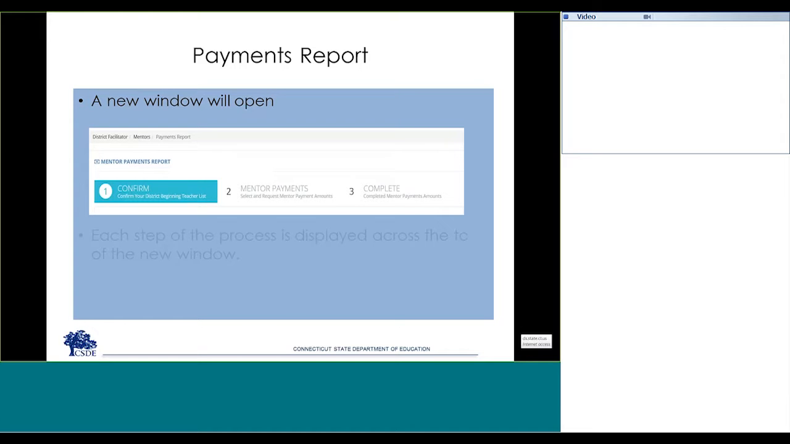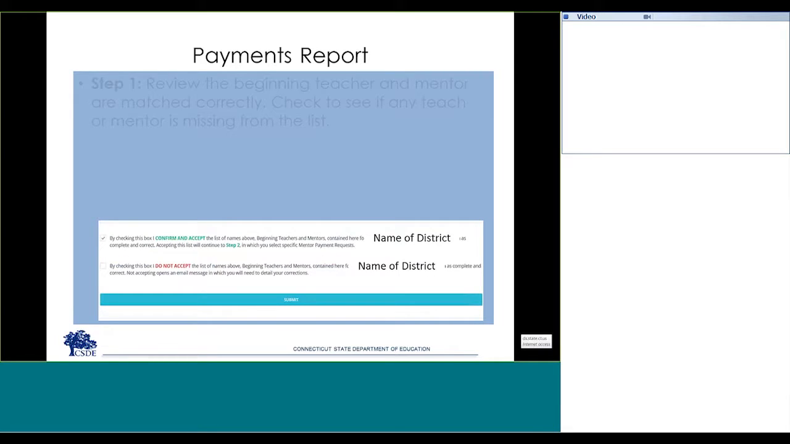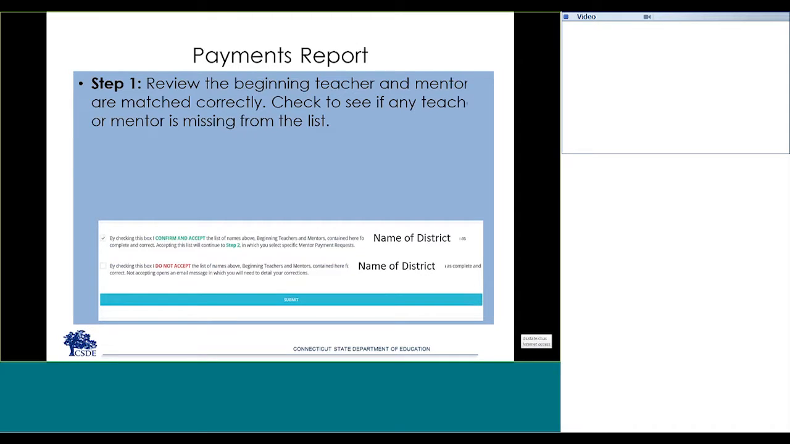There are 3 steps. The first is to confirm that the list of beginning teachers and mentors, the ones that you've been checking for the last 2 weeks, is complete. And after you've checked that list, at the bottom of that page, next slide, there is a question for you to answer. Do you confirm that the list is accurate, or do you not confirm? Do you not accept the list? If you do not accept the list, put the check mark in Do Not Accept and click Submit.